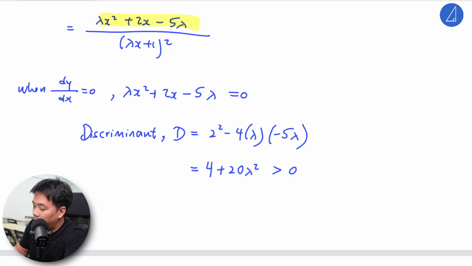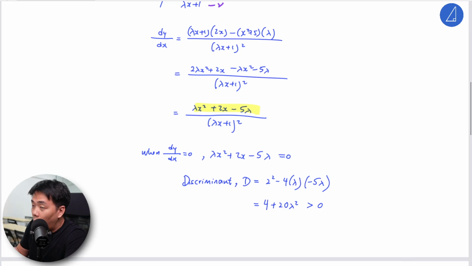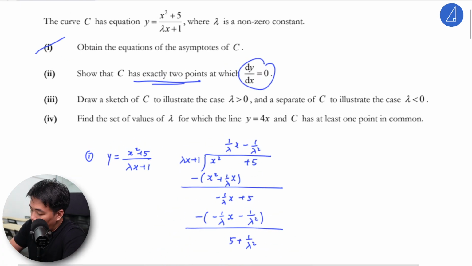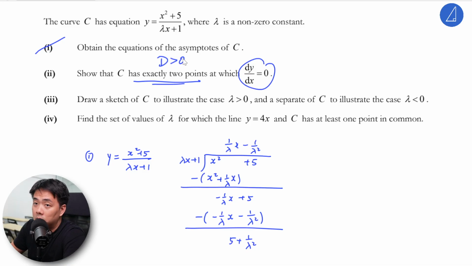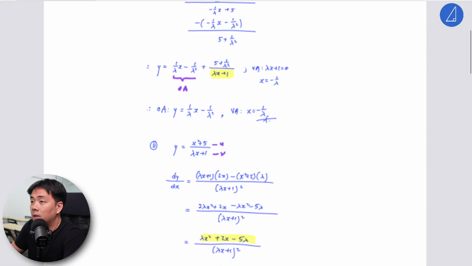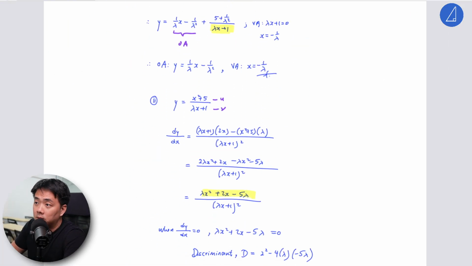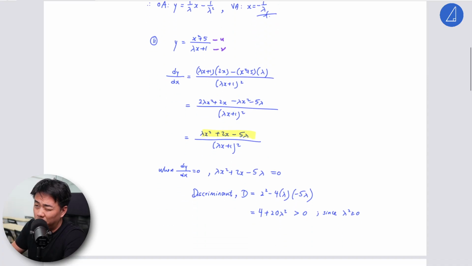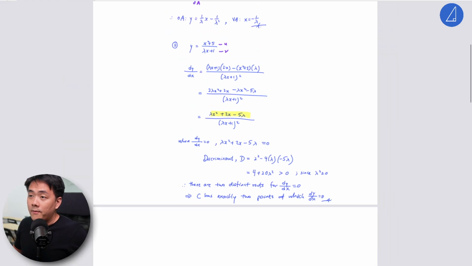So since the discriminant is always positive, there are always two distinct roots. So this is to show the discriminant is more than 0. It cannot be equal to 0. I mentioned it wrongly just now. Essentially, we want to show that it always has two real roots. Okay, there you go. You have C has exactly 2 points at which dy/dx is 0.